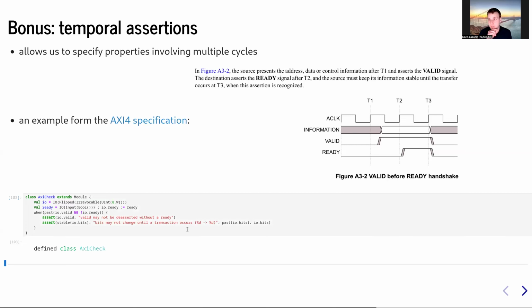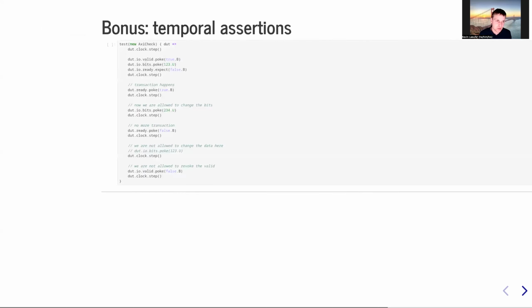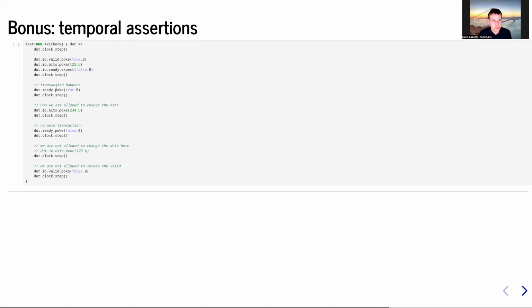The nice thing about this past construct is that it works for formal, but it also works for concrete test cases. So we're actually going to have a concrete test case here, where we just run this AXI checker. In the beginning, we say, okay, valid is true, the bits are 123 and ready is false, then we step. Then we set ready to true, and then we step. So this is correct, right? Valid stays true, the bits stay the same.